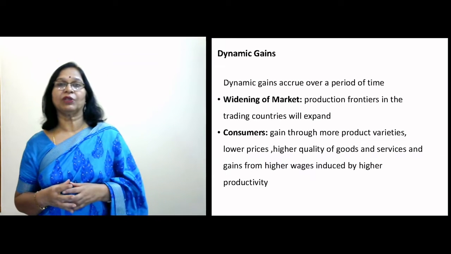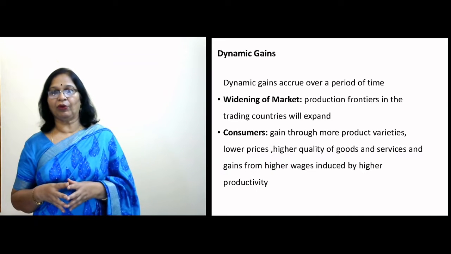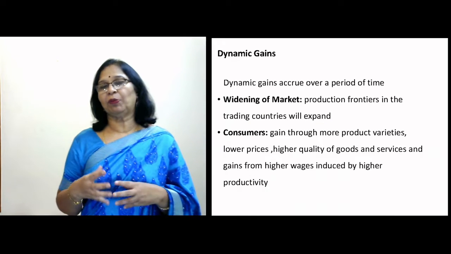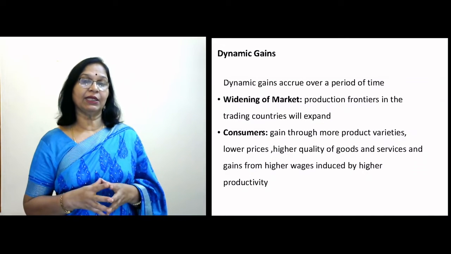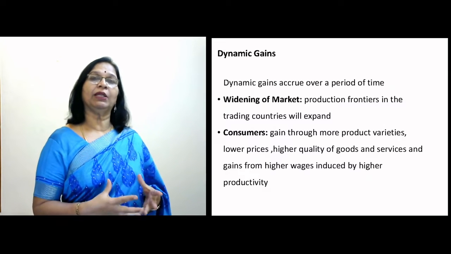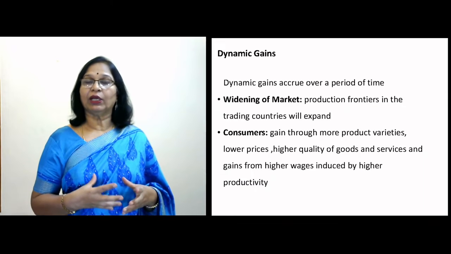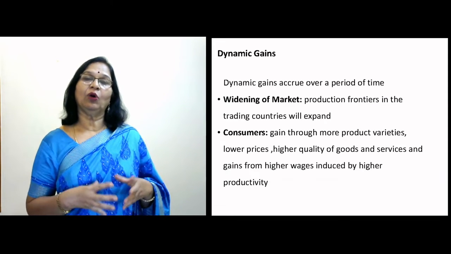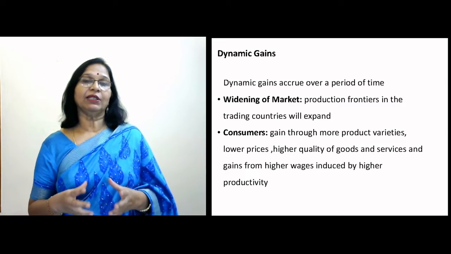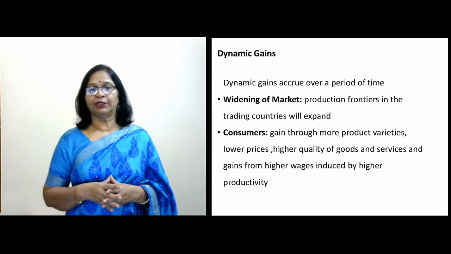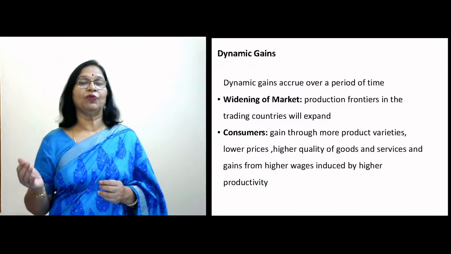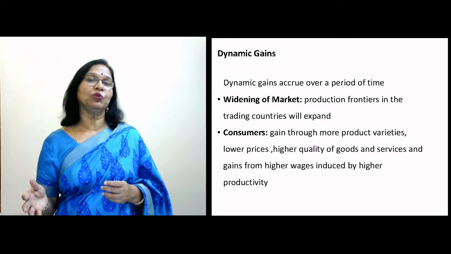The dynamic gains of trade are considered to be in the long run. Over a period of time, when countries engage in trade, there are changes that take place on a continual basis. We can see that in the case of India itself, how when the economy opened up in the early 90s, what kind of changes took place in the country, and how those changes have continued to take place even today. The first thing that happens is there is a widening of the market. The production frontiers of the country will expand. It will move outward because the economy is able to produce more.